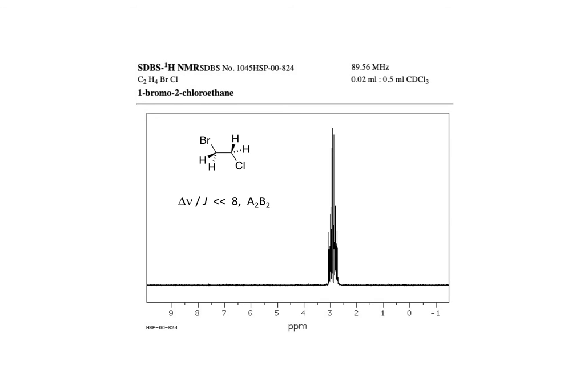If we examine 1-bromo-2-chloroethane, we now see a spectrum that is not first order, and there are a couple of complications. First of all, the difference in frequencies over the coupling constant is much lower than 8. In addition, the anti-periplanar conformer that is shown is probably a minor conformer relative to the chiral synclinal conformers. Therefore, the spin-spin couplings are virtually impossible to analyze.